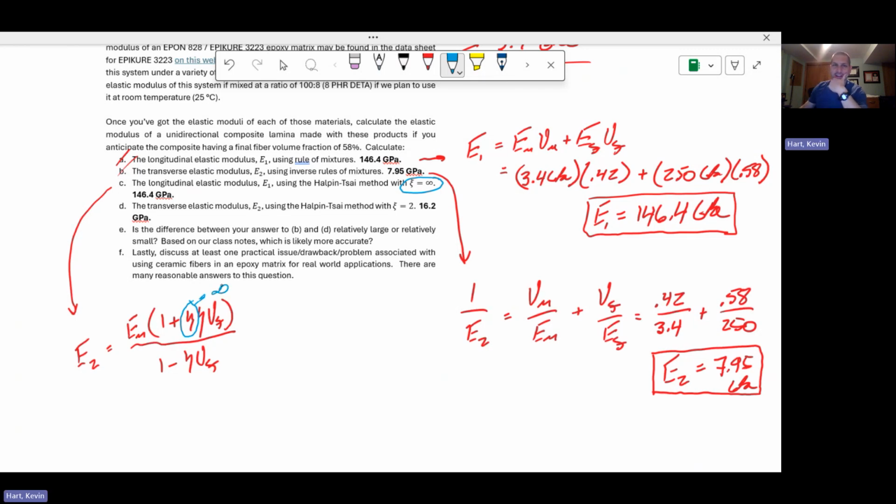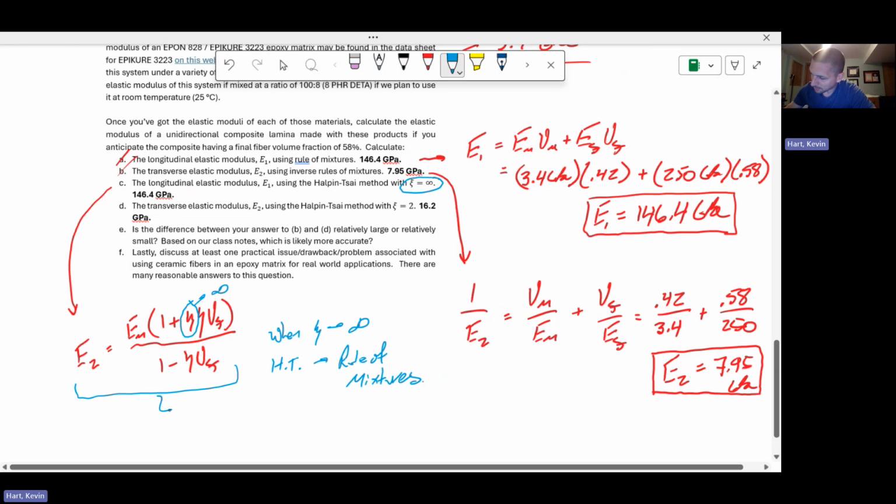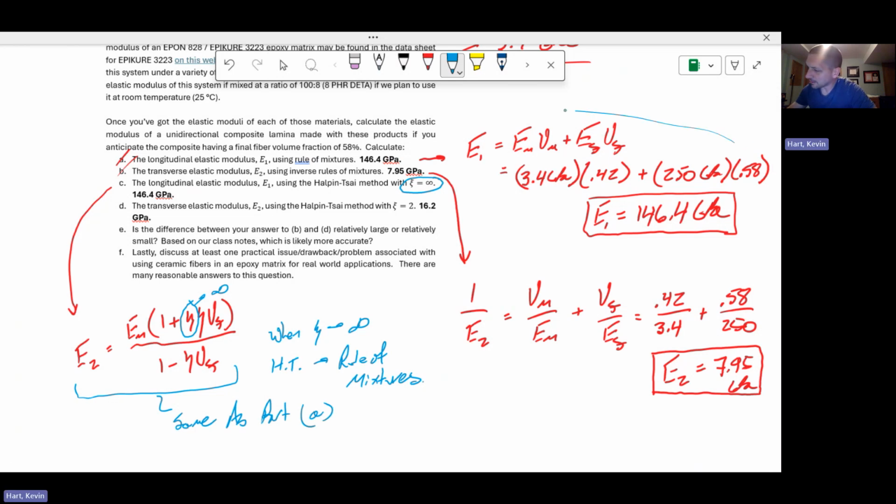Well, it's a bit difficult to calculate that directly. So you have to know your theory: when xi goes to infinity, the Halpin-Tsai equation goes to rule of mixtures. So what we're going to get out of this is going to be the same as part A. We already did rule of mixtures up here. This is the rule of mixtures.